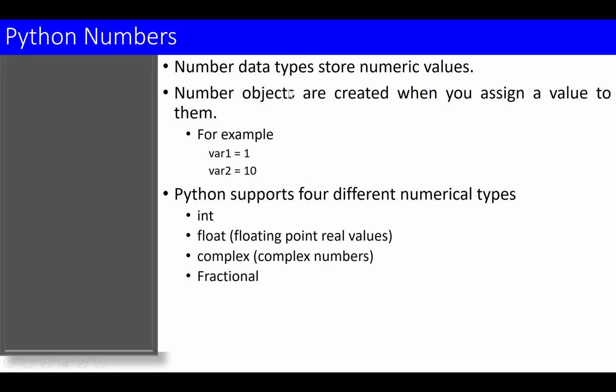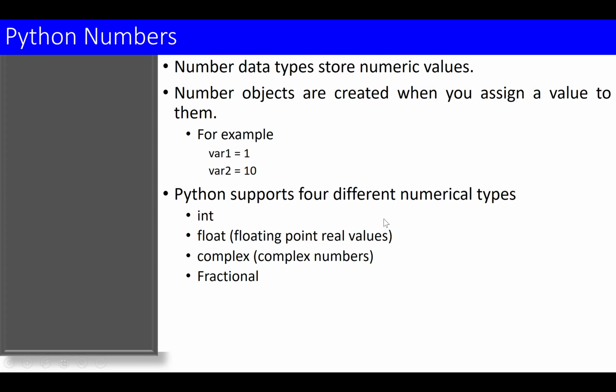In Python, numbers data types are used to store numeric values. Number objects are created when you assign a value to them. For example, you assign the value 1 to variable 1 and 10 to variable 2. These objects are created whenever we start with the assignment statement.